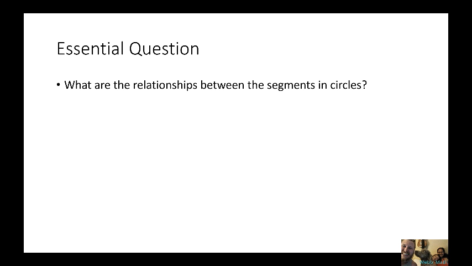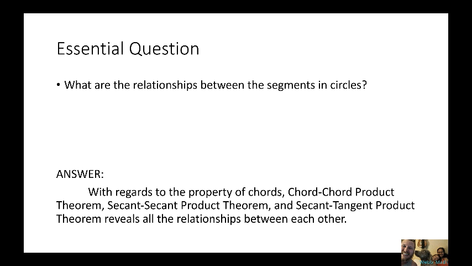In order to figure out the relationships between them, we're going to be using three different theorems, especially with chords. We have the chord product theorem, the secant product theorem, and the secant tangent product theorem. This reveals everything you need to know about secant lines, tangent lines, and chords around a circle. This is very theorem heavy, so make sure you understand the three theorems for this subject and you should be just fine. Make sure you know how to identify when to use them too. That's the big one.